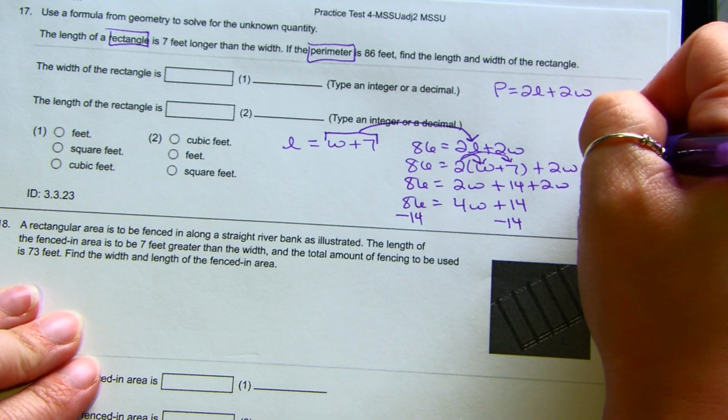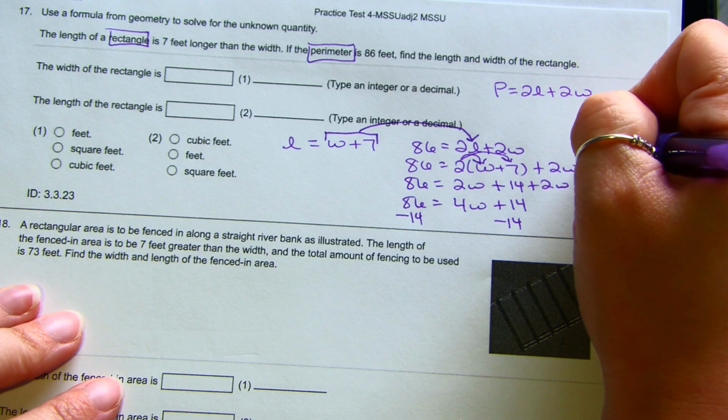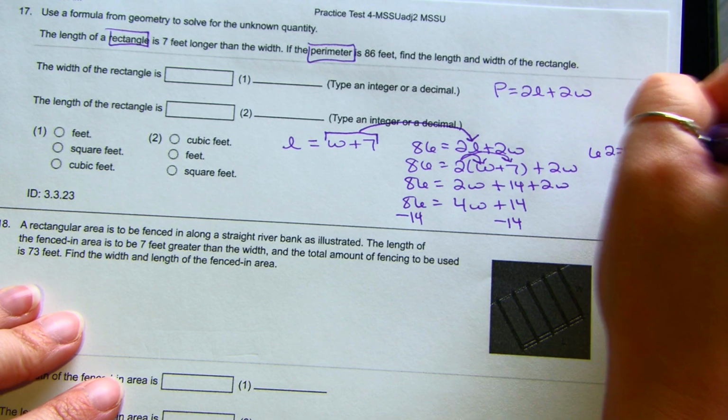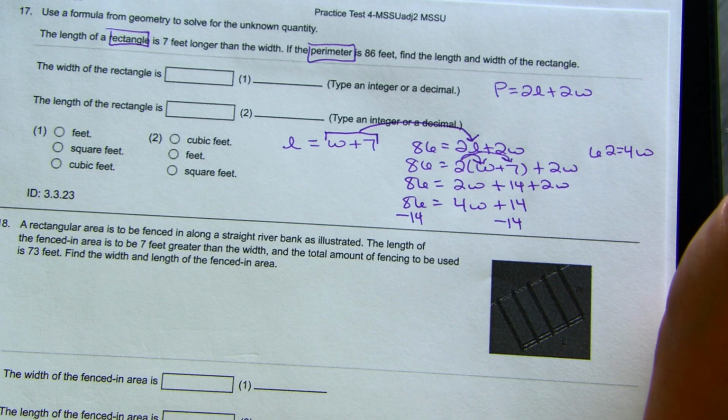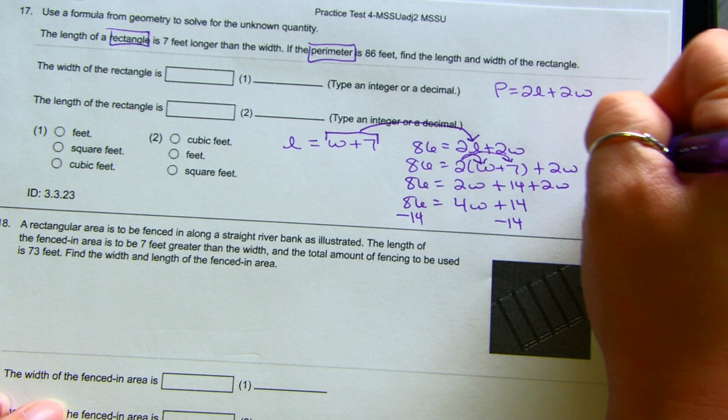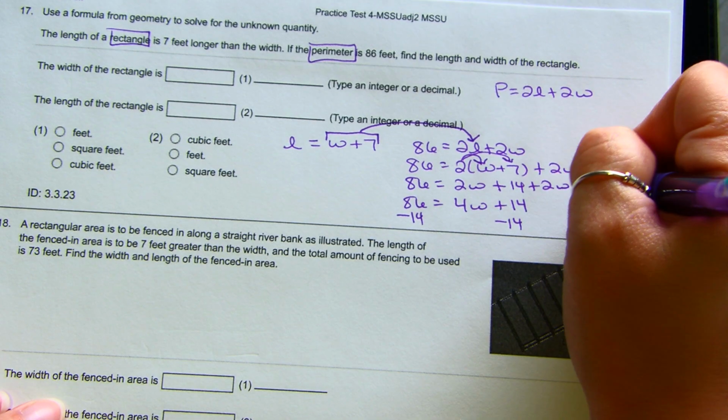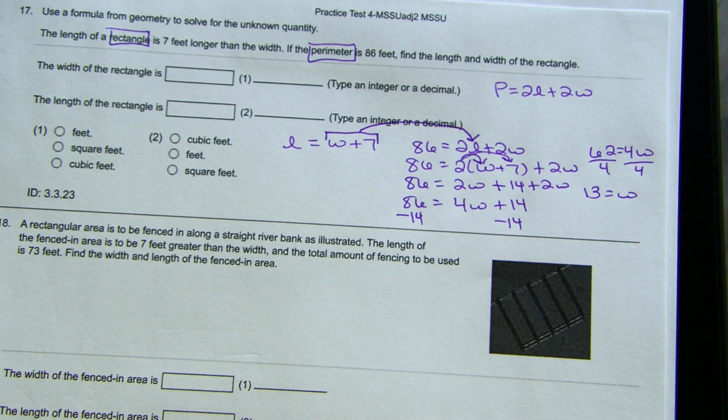72. 86 minus 14 is 72. 72 divided by 4, that'll give me 18. Again, mental math. So the width is 18.